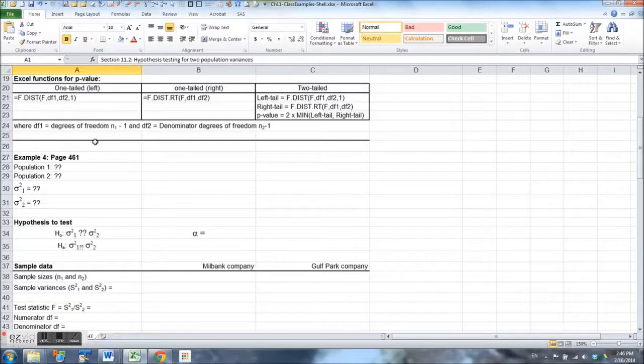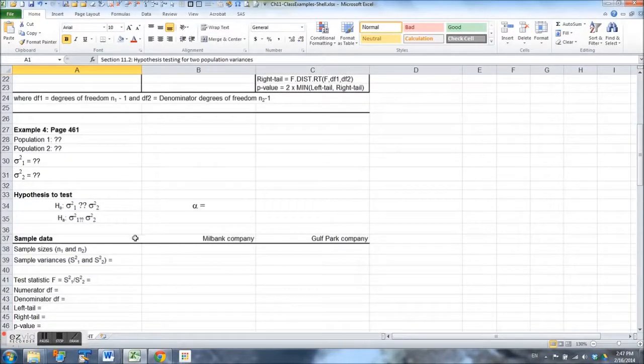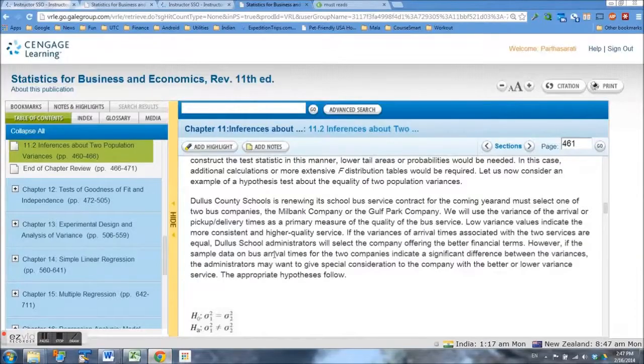Now we're going to look at the example from page 461 in the text. The example is about a school system that is evaluating the quality of service of the bus companies. There are two bus companies, Millbank and Gulf Park Company, and lower variance of the arrival and pickup times is considered an indicator of quality.